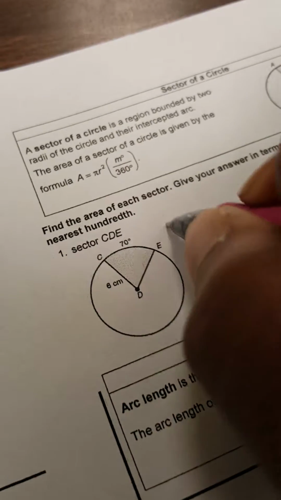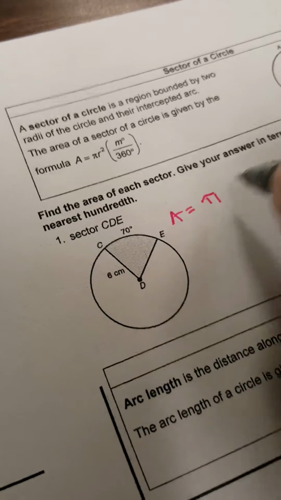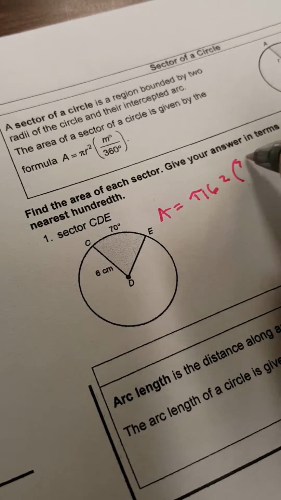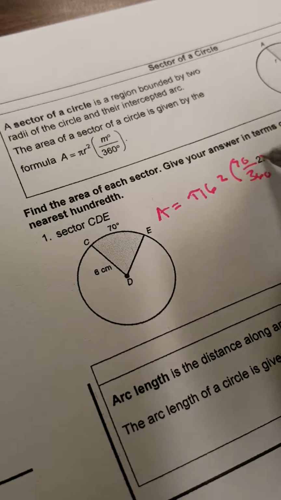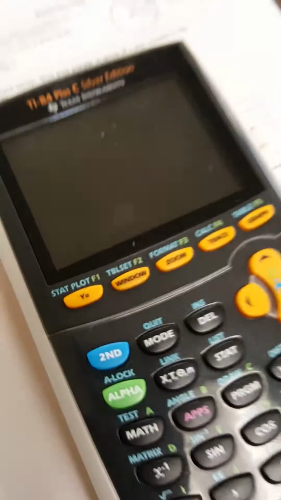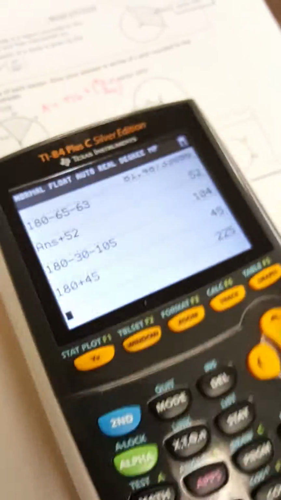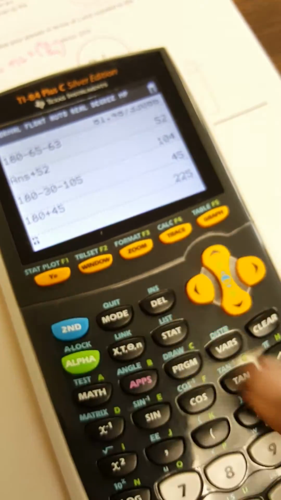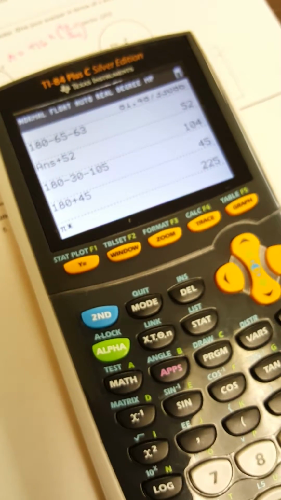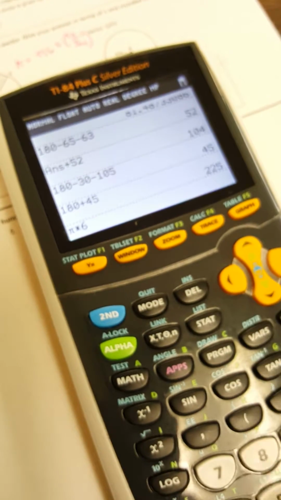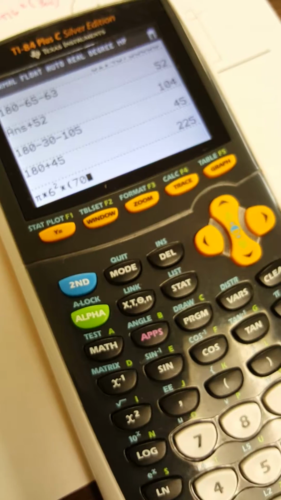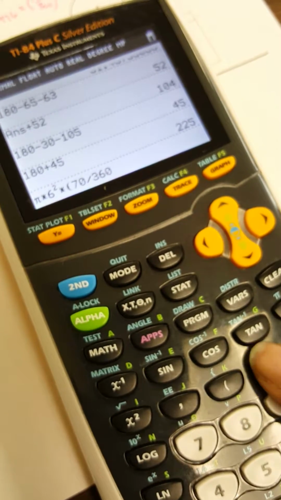So A equals pi, my radius is 6 squared, times 70 divided by 360. And it says round to the nearest hundredths place. So I would put that in my calculator. So pi times 6 squared times 70 divided by 360.